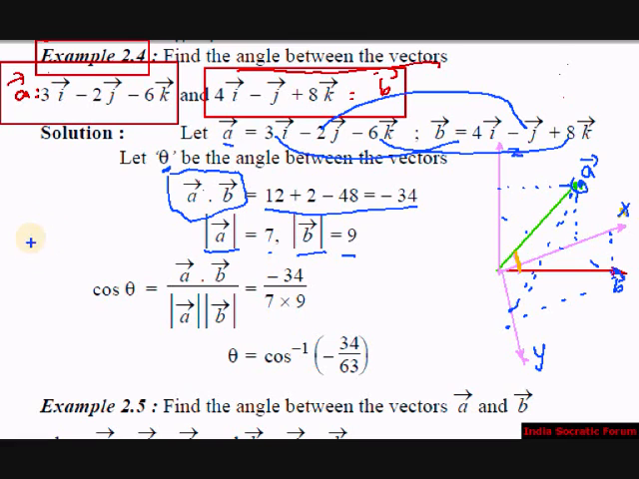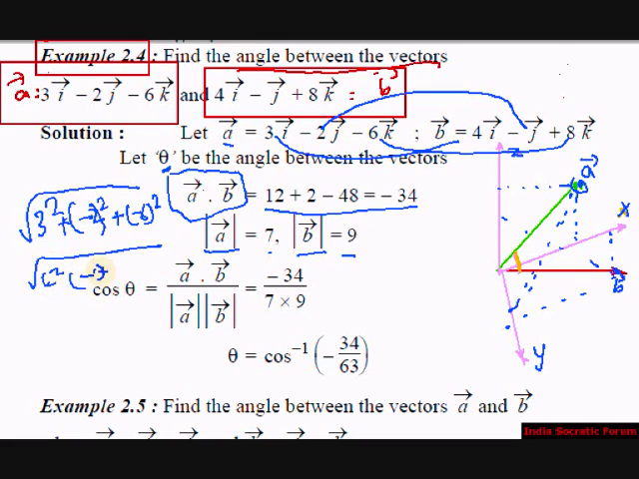How to find the modulus of a vector? It's the square root of 3 square plus minus 2 square, right, plus minus 6 the whole square. Same way, square root of 4 square plus minus 1 whole square plus 8 whole square. We sum up all of these. This is how we get the modulus of a and b vectors. Okay, this is how we got these values.